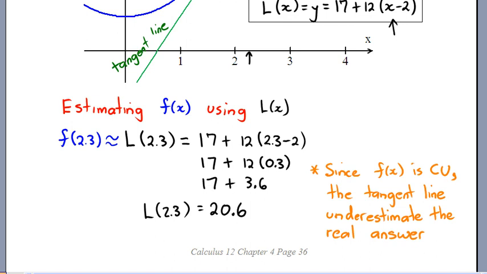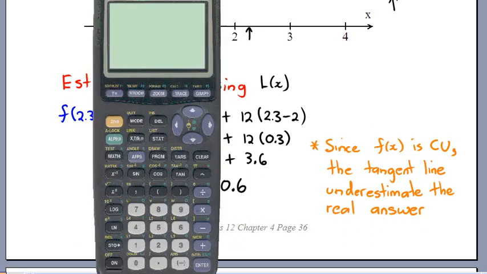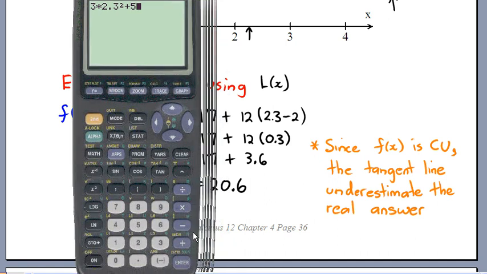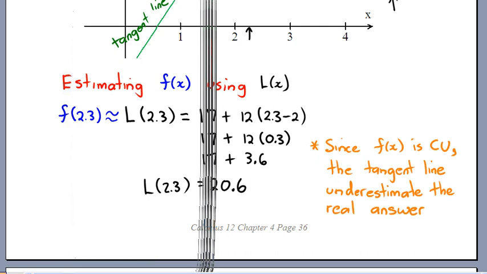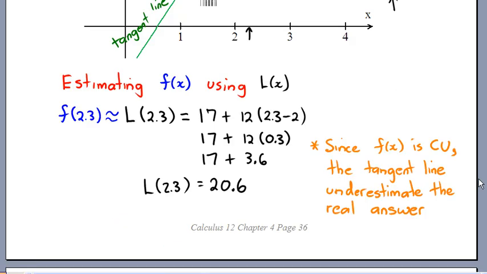And let's just see how much it does underestimate it. I'm curious now, so I'm just going to take my calculator and see exactly what the function should have been. It was 3x squared plus 5, right? So 3 times 2.3 squared plus 5. A little more awkward. Can't do that easily in my head, but I bet you it's going to be pretty close to 20.6. 20.87. I'm not that far off, right? And that's the idea, is that this estimate using the linearization is going to be pretty darn close.